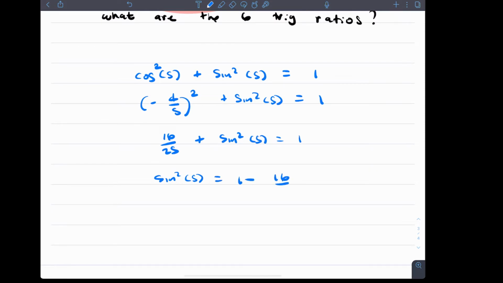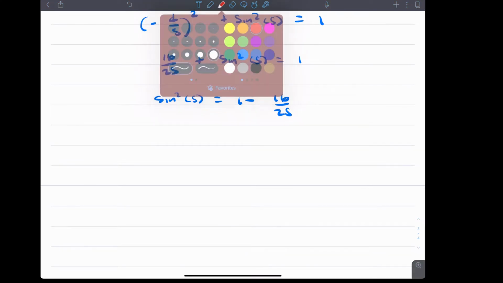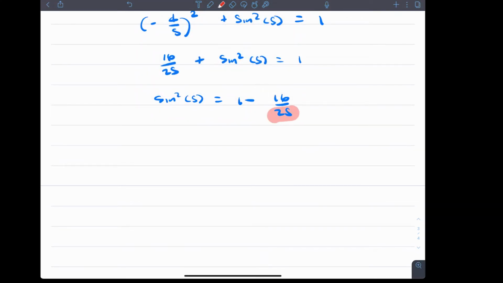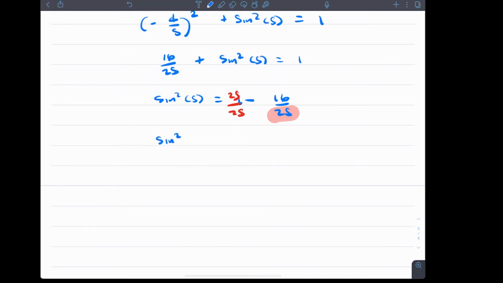Now we can solve: sine squared s equals 1 minus 16 over 25. Now remember, use that trick I showed you. You're going to be using that trick a lot in your life. The denominator is 25, so I can replace 1 with 25 over 25. So you get sine squared s is, what's 25 minus 16? It's 9 over 25.